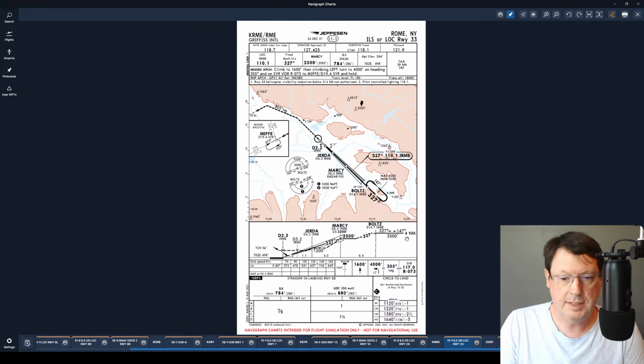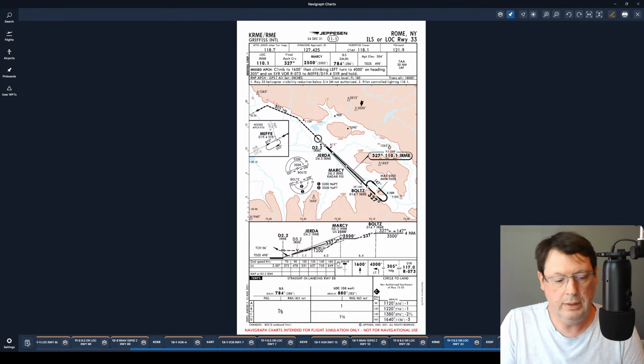This is a side view of the approach down here. If you look up here, you can see Bolts, Marcy, Jerda. And you look here, you see Bolts, Marcy, Jerda. This is a side view, and it shows you the vertical descent path as you're approaching the runway. This is the localizer portion of the approach. It's an ILS localizer, and I'll explain a little bit more about this once we get into it. But this is the localizer information that you need.